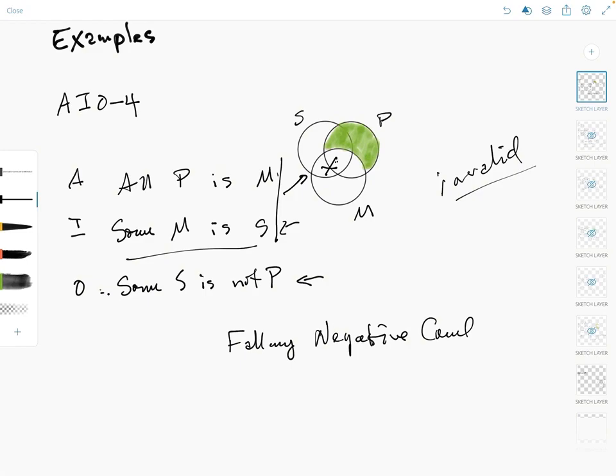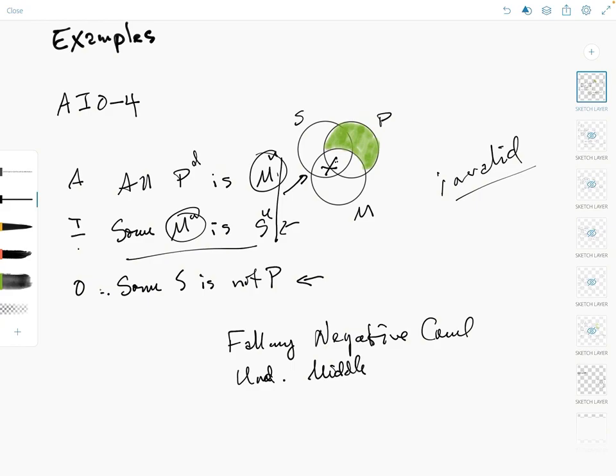So it violates at least one rule. Now let's see if it violates another rule. Is the middle term distributed in at least one premise? So this is an A, so that's distributed, undistributed, so that's a problem. An I is undistributed, undistributed, so that's a problem. So it also commits the fallacy of undistributed middle.